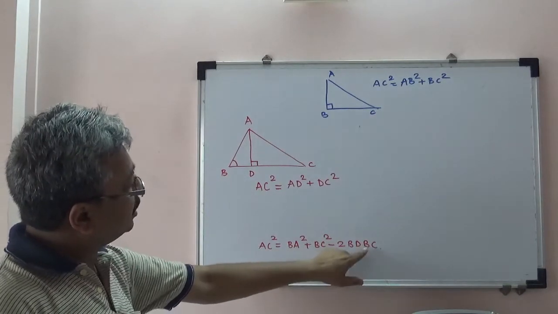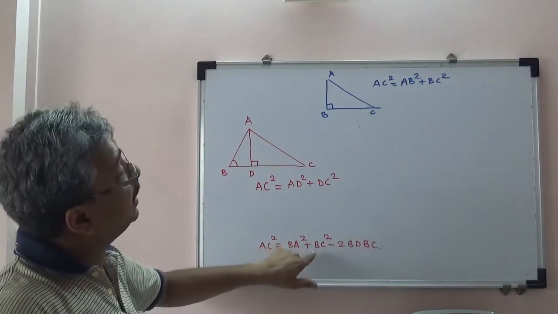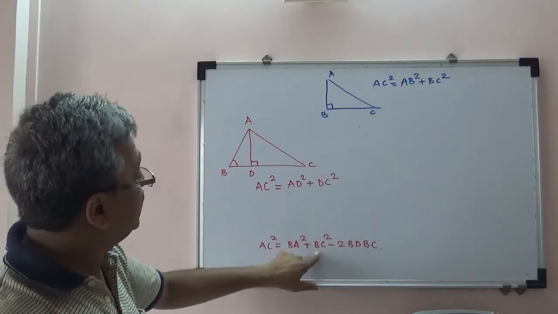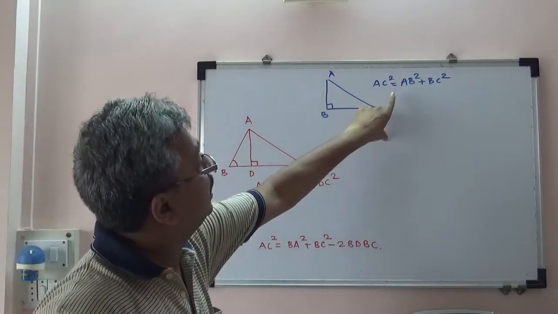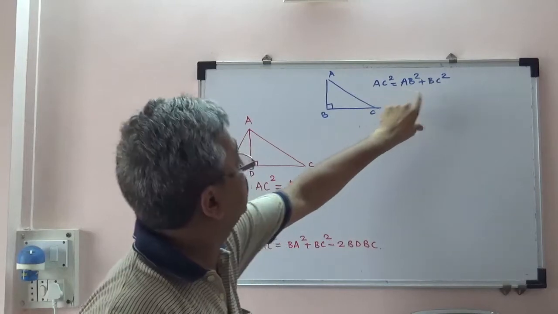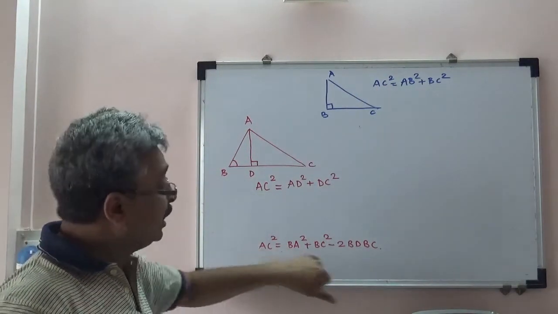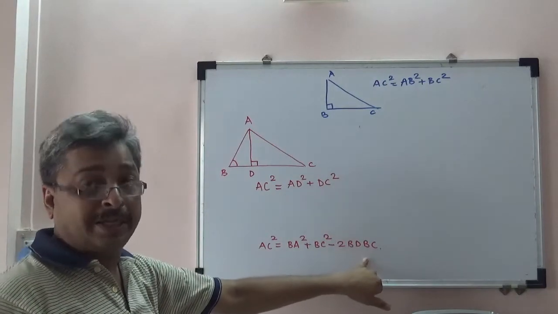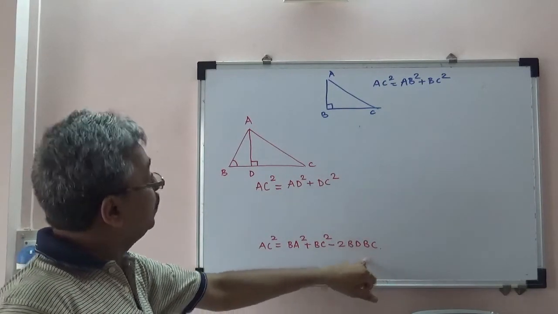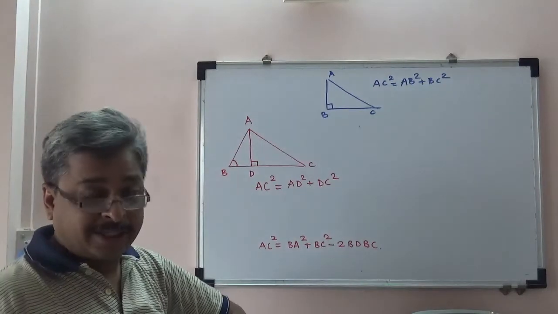We need to subtract something from BA square plus BC square, because if this triangle was a right angle triangle, then BA square plus BC square is equal to AC square, but if it is acute, it is a little less. So we get this quantity as a little less compared to the earlier distance AC.